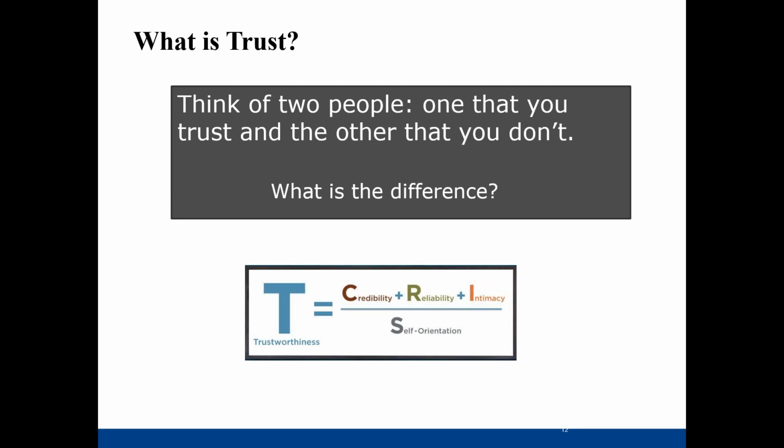If you're trustworthy, you're going to be credible. There's going to be a sense of intimacy, liabilities, not so much for DISC, but still. So how do you build credibility? Getting to know somebody, having an interaction with somebody. Intimacy means connecting with them. And self-orientation is something that takes away from trust. Am I just out for me?